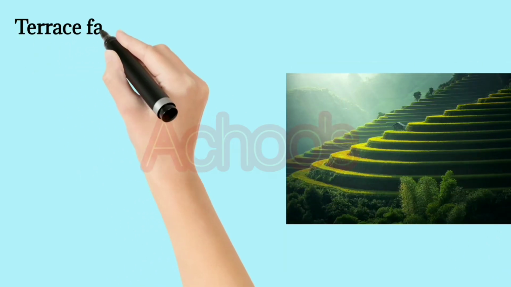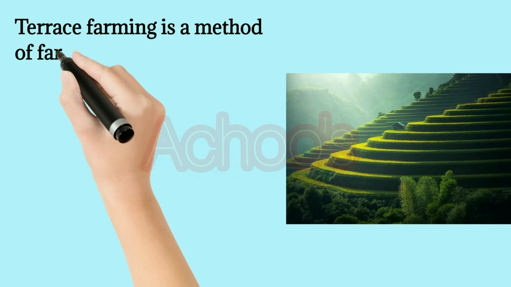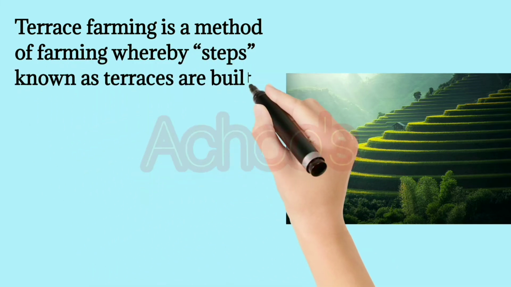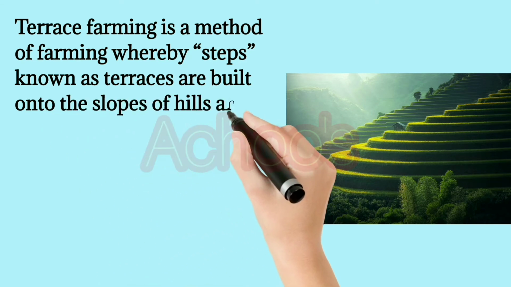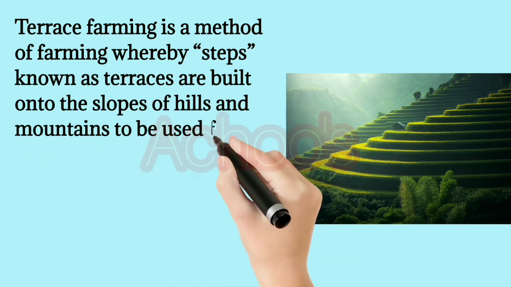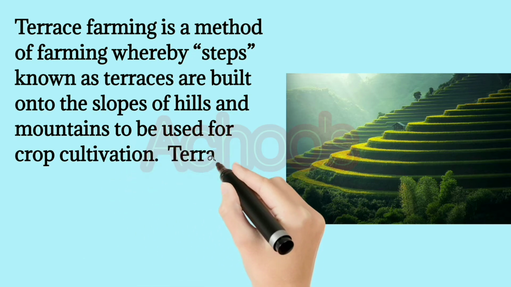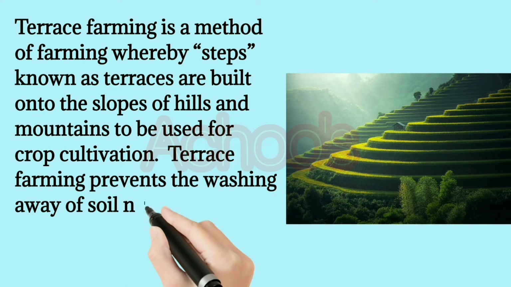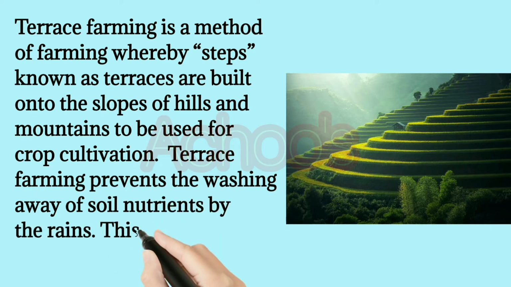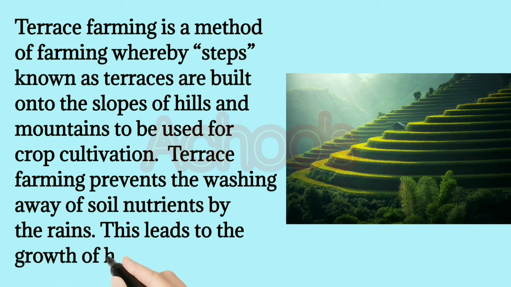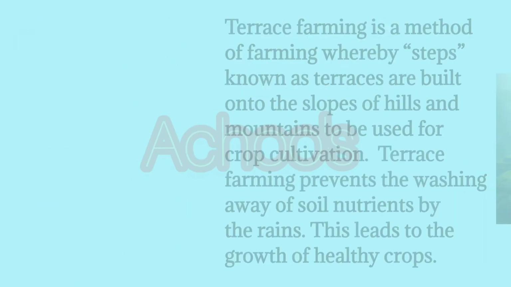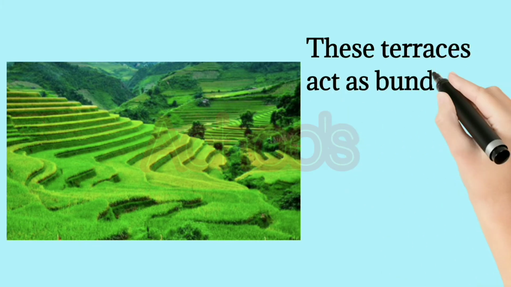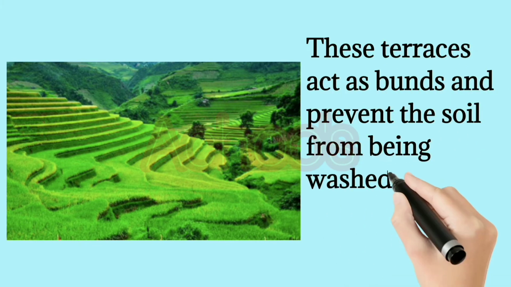Why is it called so? Because it is a method of farming whereby steps known as terraces are built onto the slopes of hills and mountains to be used for crop cultivation. Terrace farming prevents the washing away of soil nutrients by the rains and this leads to the growth of healthy crops. And these terraces act as bunds and prevent the soil from being washed away by running water.